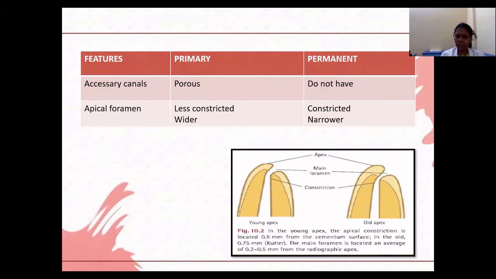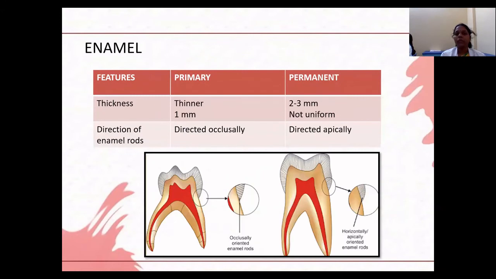The apical foramen will be less constricted for primary teeth, but for permanent teeth it is more constricted. Next, moving on to the difference in enamel, that is the thickness of the enamel present in the primary and permanent teeth. Usually for primary teeth it will be very thin, about 1 mm, but for permanent teeth it will be 2 to 3 mm. And the direction of the enamel rods in primary teeth will be directed occlusally, but for permanent teeth they will be directed apically.